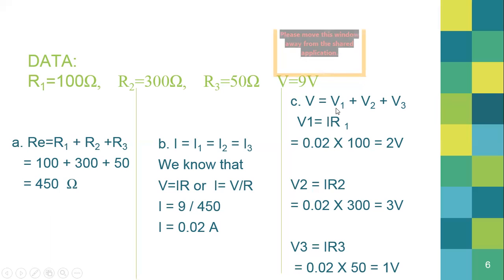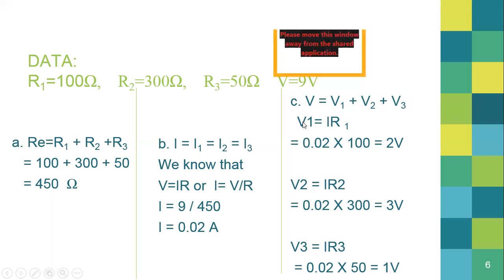Now, the potential difference across each resistor. In a series circuit, the potential difference across each resistor is different, but the sum of all the potential differences, V1 plus V2 plus V3, is equal to the voltage of the battery. That means if you are using a 9 volt battery, then the sum of all these potential differences is equal to 9 volt.